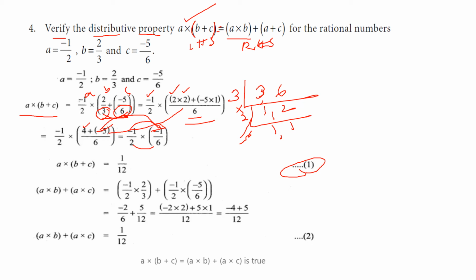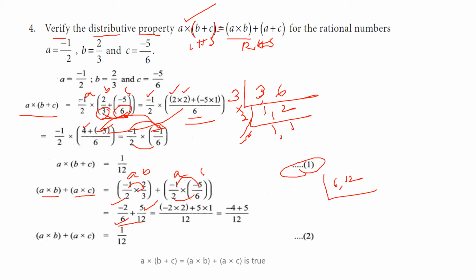RHS side, you see A into B inside the bracket plus bracket of A into C. Substitute the values, A into B here, A into C. Directly multiply: minus 1 into 2, minus 2, 2 3s are 6. Here also minus 1 into minus 5, plus 5, minus into minus is plus, 2 6s are 12. Again find the LCM of 6 and 12.